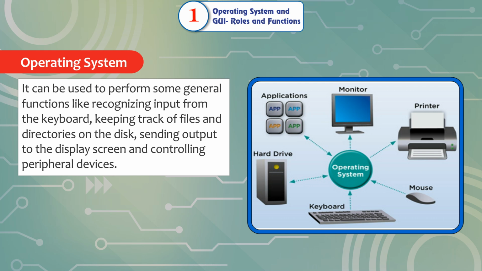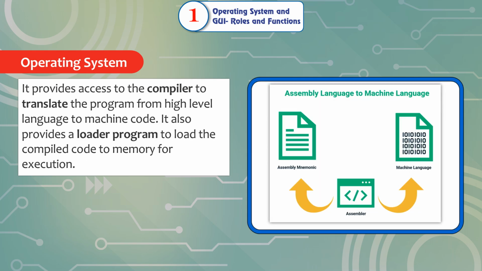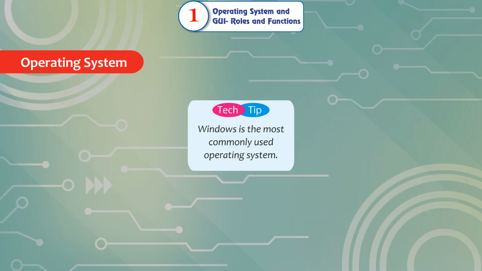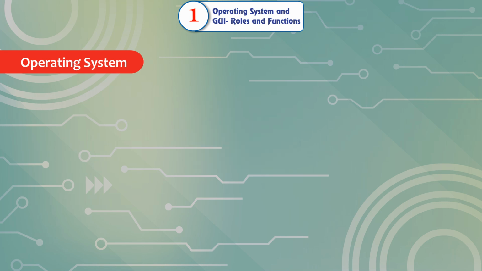It can be used to perform some general functions like recognizing input from the keyboard, keeping track of files and directories on the disk, sending output to the display screen, and controlling peripheral devices. It provides access to the compiler to translate the program from high-level language to machine code. It also provides a loader program to load the compiled code to memory for execution. Tech tip: Windows is the most commonly used operating system.